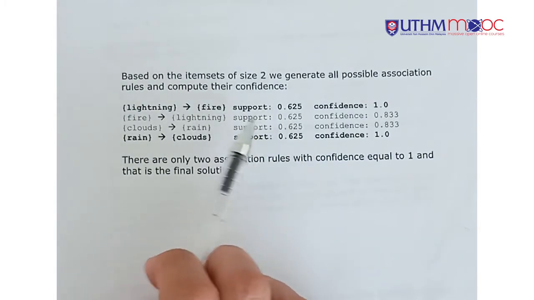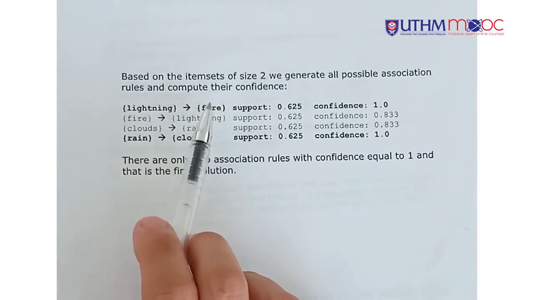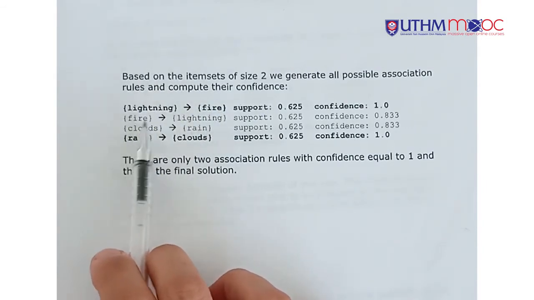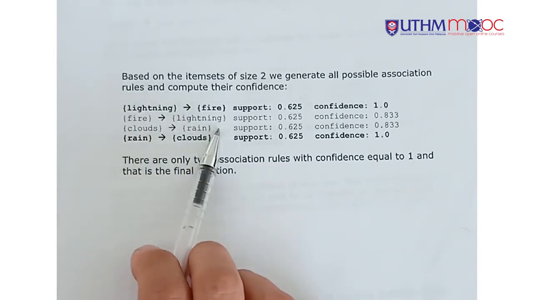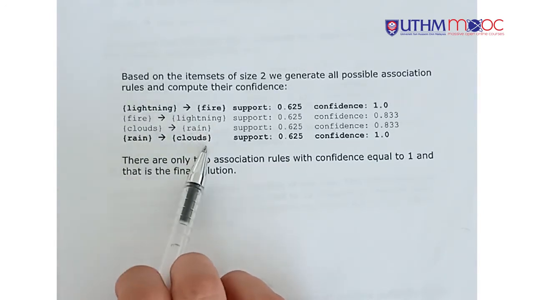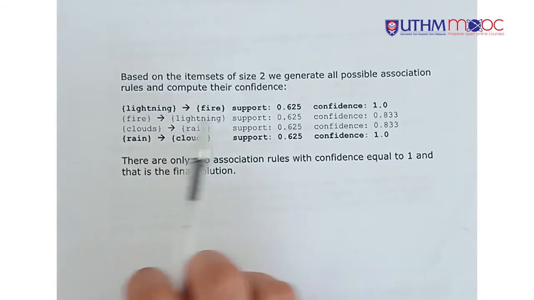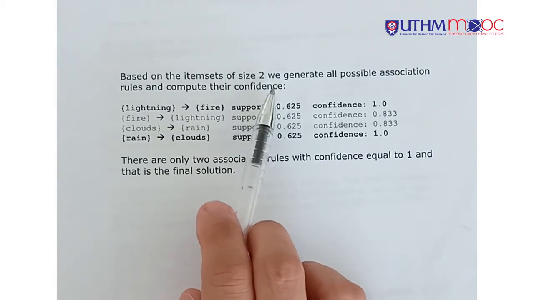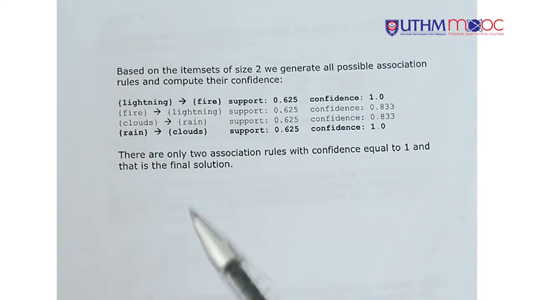Okay, so the first rule that we can get: if there is lightning, there will be fire. And if there is fire, there will be lightning. If there are clouds, there will be rain. If there is rain, there are clouds. Based on these 4 rules, we want to find the confidence of these rules. Confidence means the strength of the rules. So we want to select the rules with the highest confidence. That is what association rule mining is about.